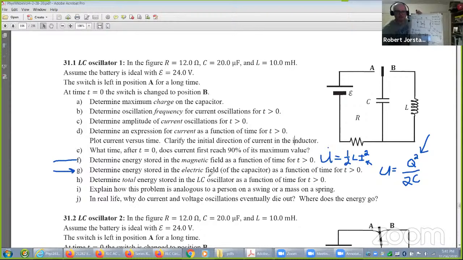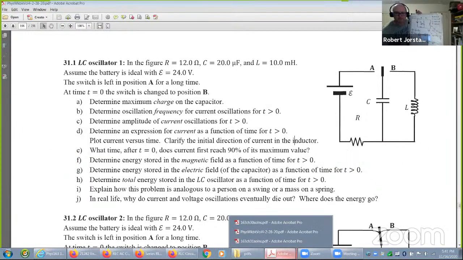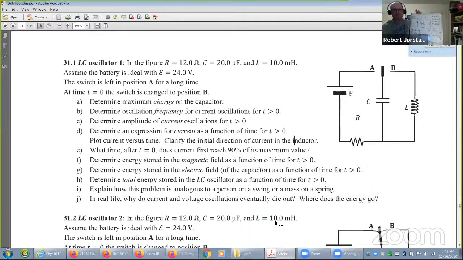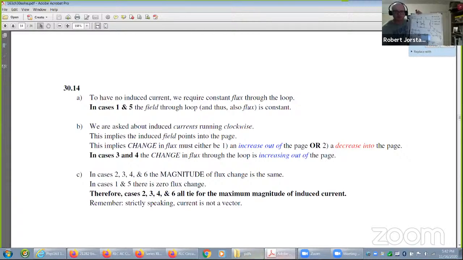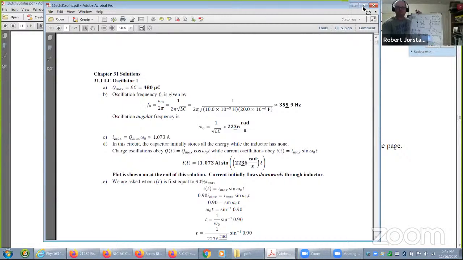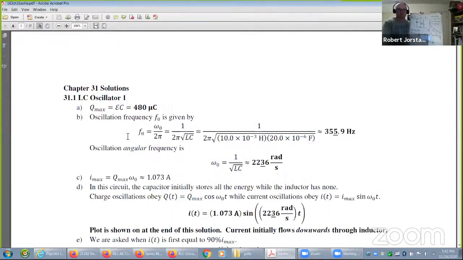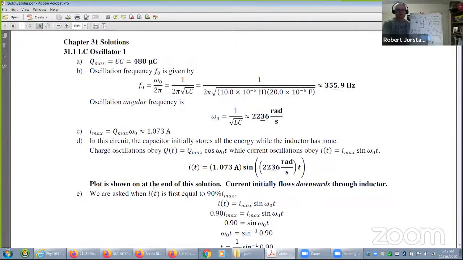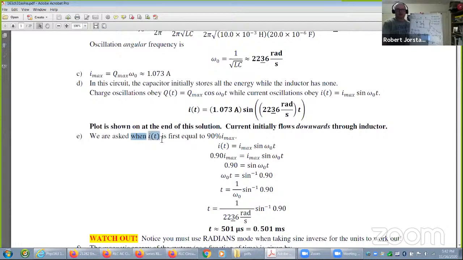All right, I think I might've missed one, this one. At what time does current first reach 90% of its maximum? I'm going to go to the solution to show you that one. Oh, that's chapter 30. That's not what I want. All right, and so here's all the numbers for you. So if I said, let's find this out when the current is first 90% of I max, I set 90% of I max here. And notice you get a sine inverse, but there's also this omega naught, which has units of seconds, which gives us the right units. So there we go.